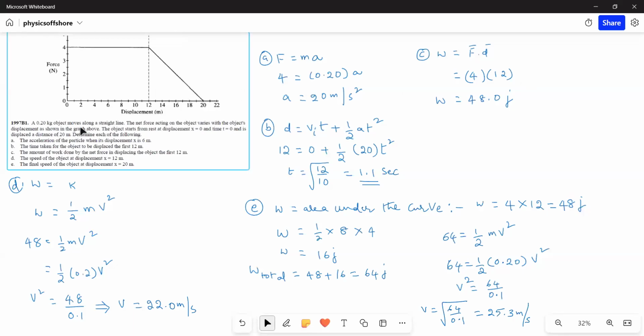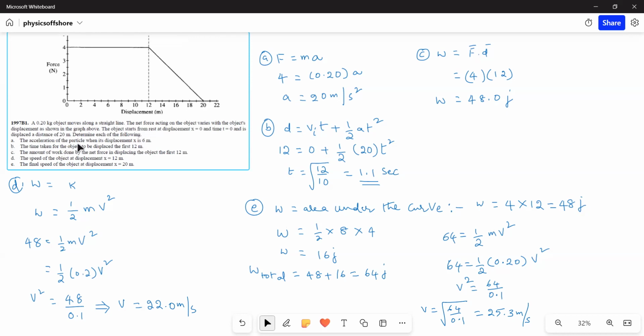A 0.2 kg object moves along a straight line. The net force acting on the object varies with the object's displacement as shown in the graph above. The object starts from rest at displacement x equals 0 and time t equals 0, and is displaced a distance of 20 meters. Determine each of the following.